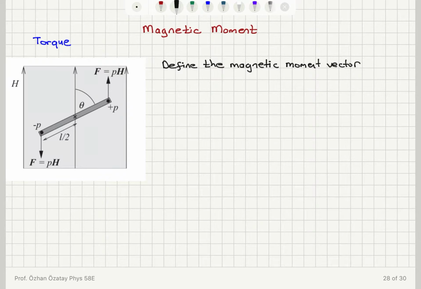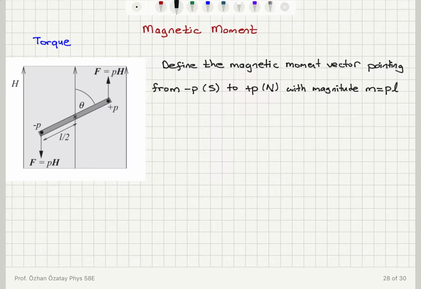vector pointing from minus p, that is south pole, to plus p, pole strength, north pole, and with magnitude m is equal to p times l. So where L is the distance between the poles.